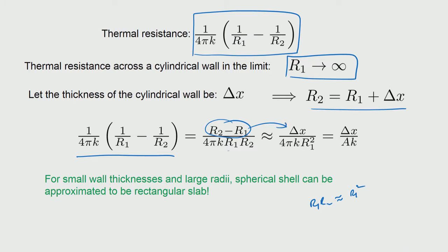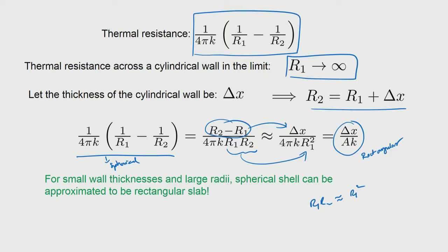So, we look at the thermal resistance and see that the difference is delta x, and the denominator we simply approximate as r1 square, and immediately we could see that 4 pi into r1 square is nothing but the area at the radius equal to r1, and therefore, again we see that the answer we get is similar to the rectangular coordinate system. So, we start with the spherical and we arrive at the rectangular expression in the limit that the inner radius of the spherical shell is very large compared to, for example, the thickness of the shell.